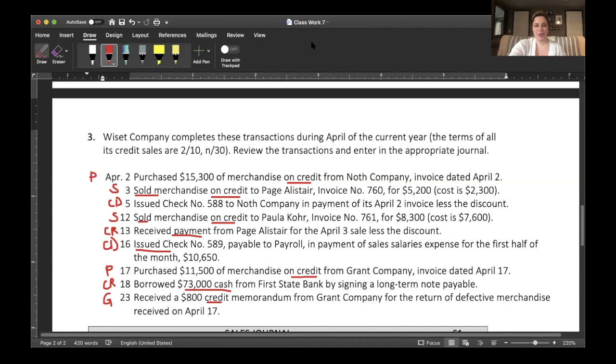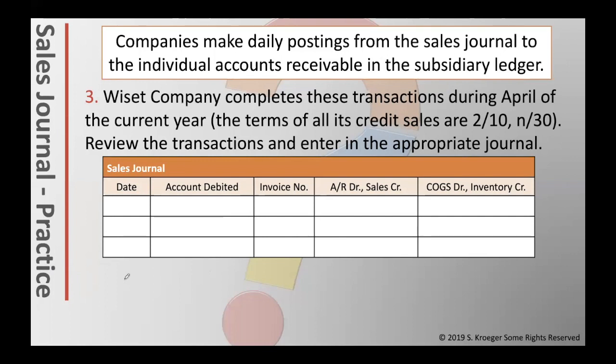The first journal we're going to look at is the sales journal. We'll be going over this one individually, and we'll be doing the two transactions that go here, the 3rd and the 12th. This is what the sales journal looks like. It's set up differently than what your other journals have looked like in the past.